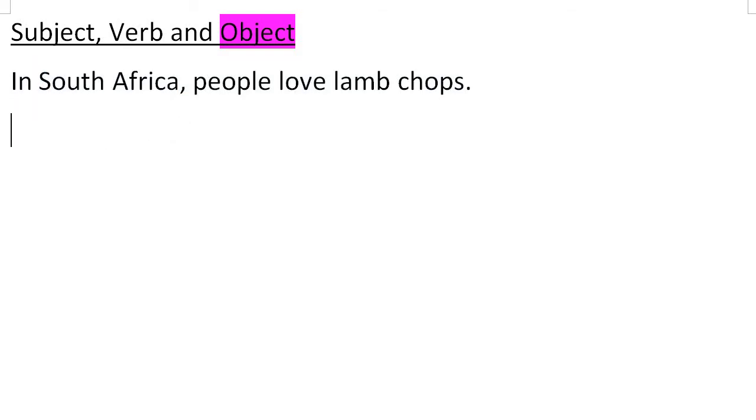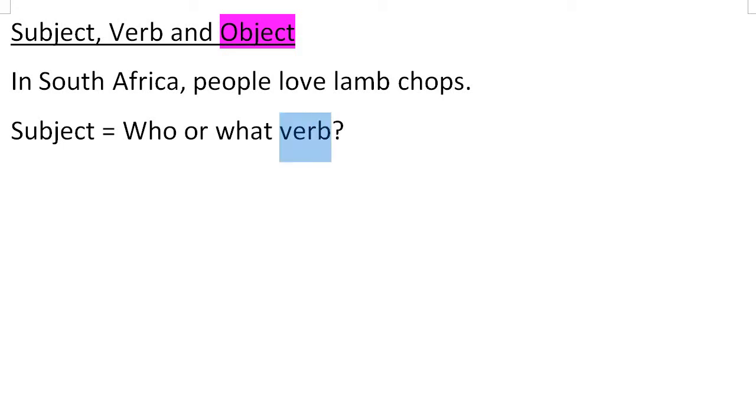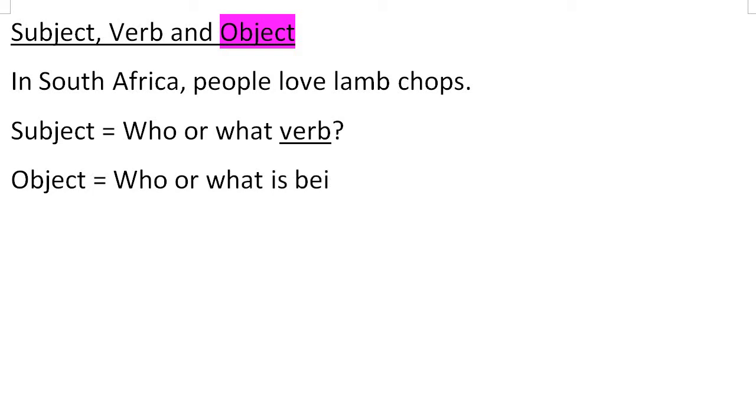So let us put our two questions down. To find my subject, I need to say who or what, and then the verb, with a question mark, whatever the verb might be there. To find my object, I need to say who or what is being verb? What is the verb acting on? So the first thing we need to do is find the verb.